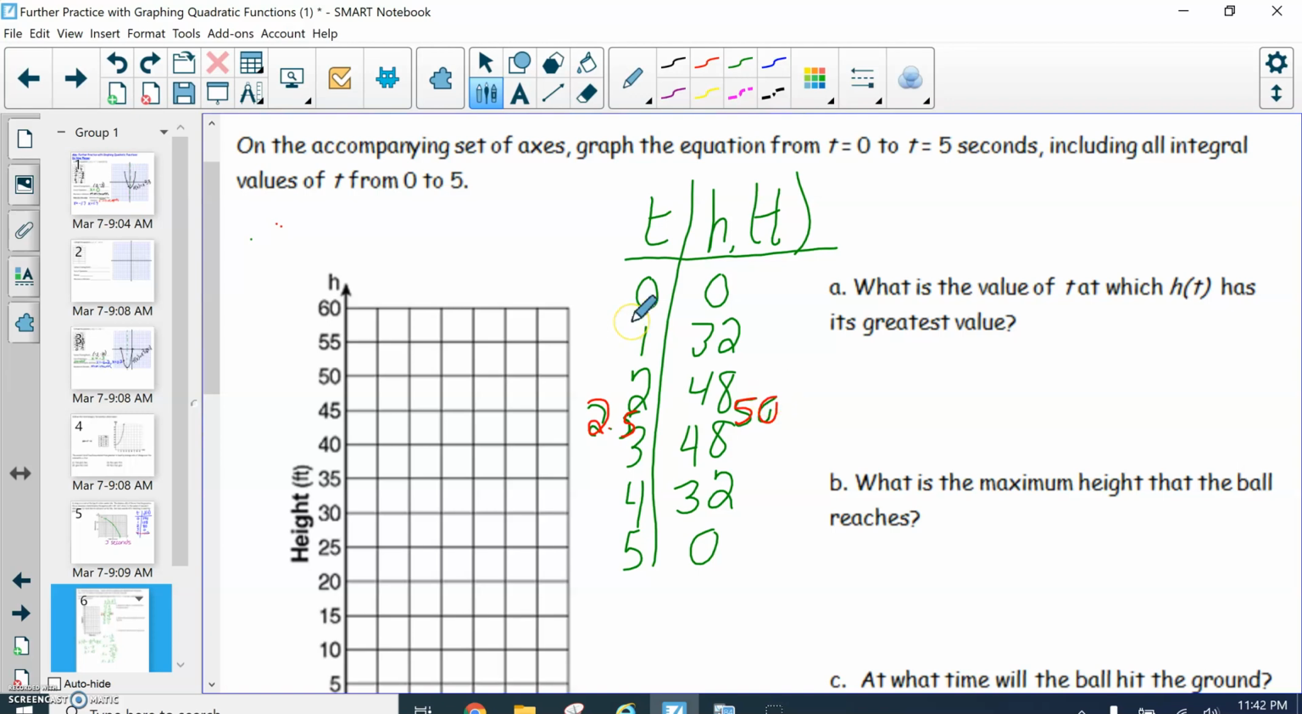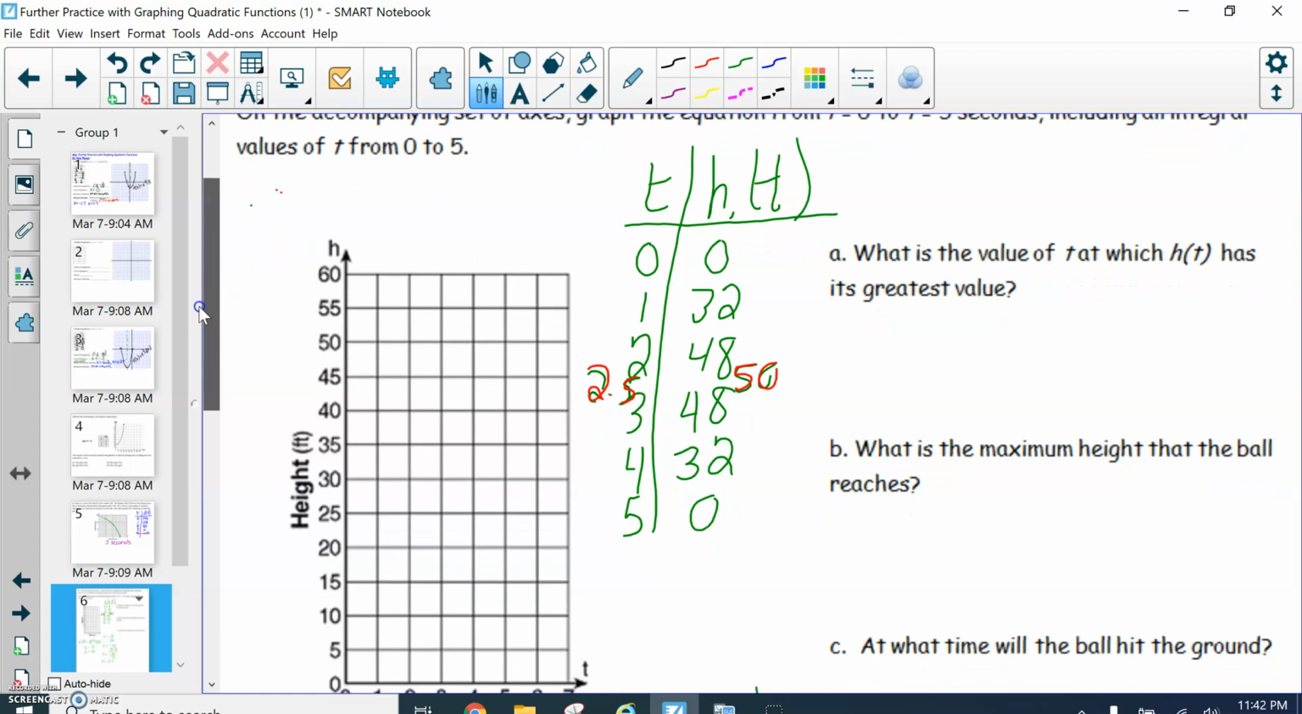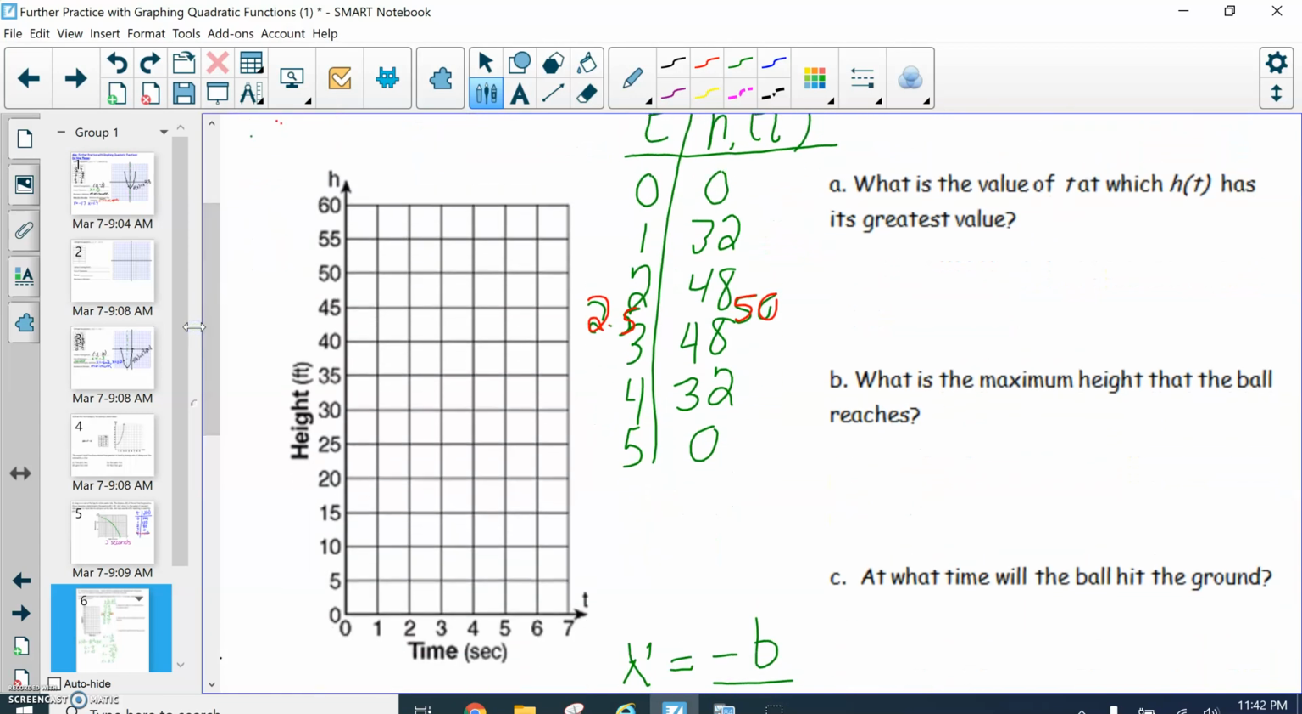Okay, so now we can graph this. So we got the point 0, 0, 1, 32, 2, 48, 2.5, so that's going to be in between the boxes, comma 50, 3, 48, 4, 32, and 5 comma 0. Okay, so that's what our parabola looks like.